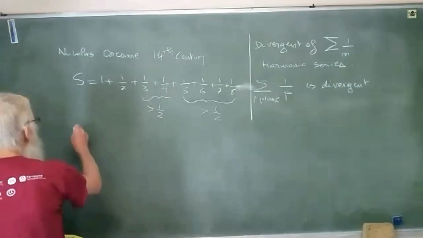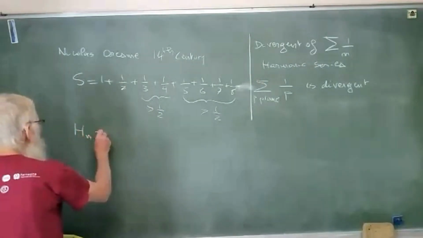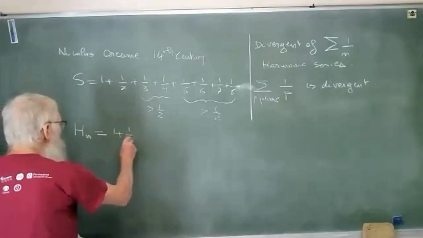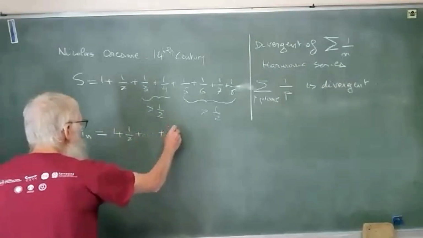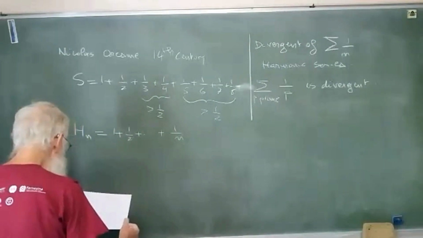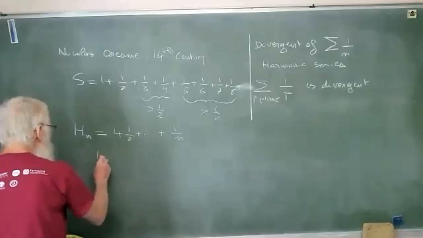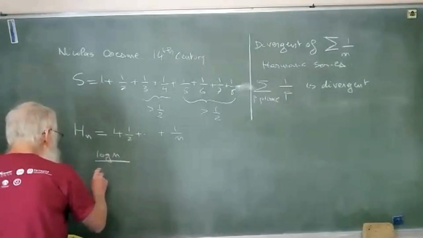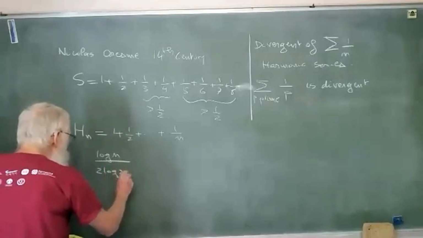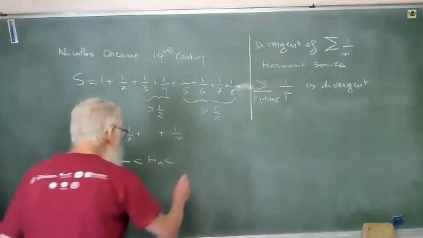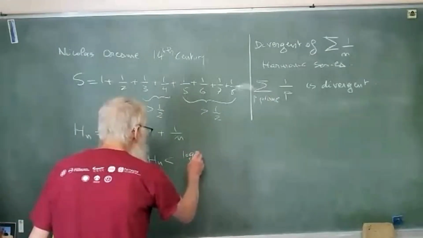This proof enables you to get the following result. If you define Hn as 1 plus 1 over 2 plus up to 1 over n, if you expand this proof, you will get the fact that log n divided by 2 log 2 is less than Hn and less than log n divided by log 2.